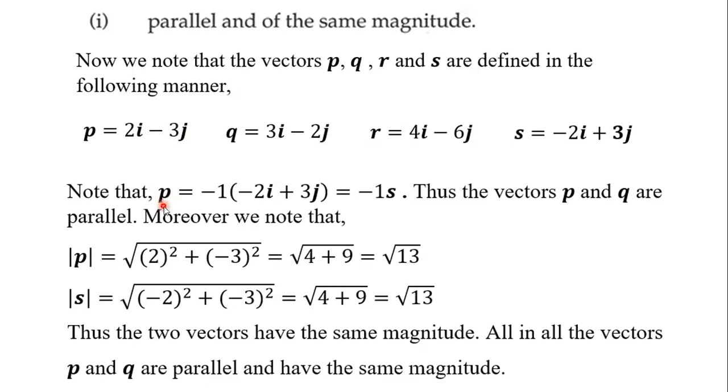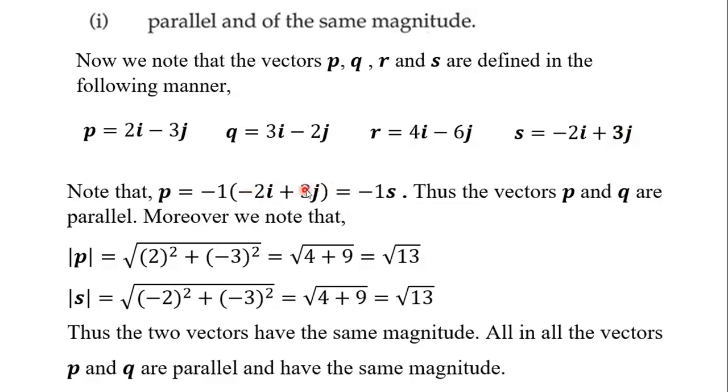So therefore, P can be written as negative 1 multiplied by this vector here. But what is this vector? What is the vector negative 2i plus 3j? Look carefully. Well, this vector is exactly S, because we have negative 2i here, and we have positive 3j, which is positive 3j.